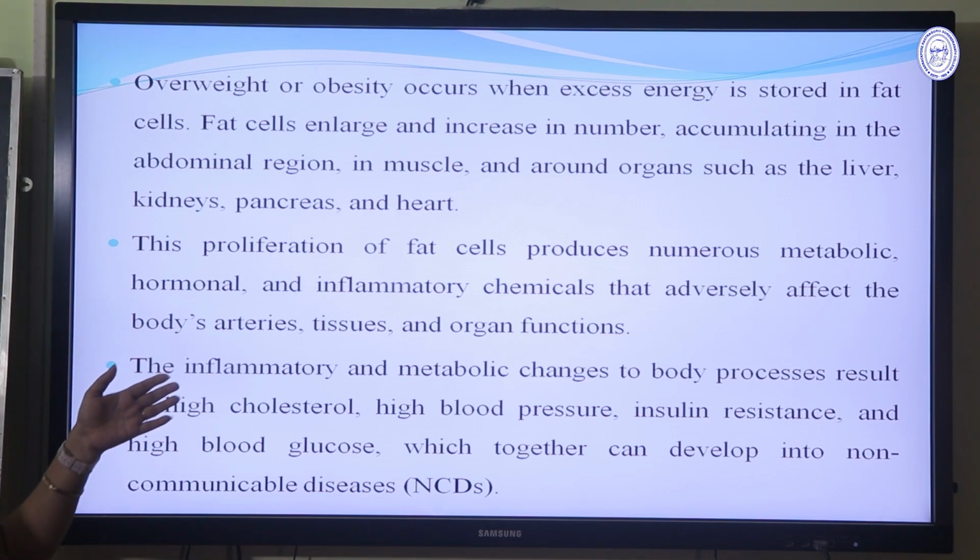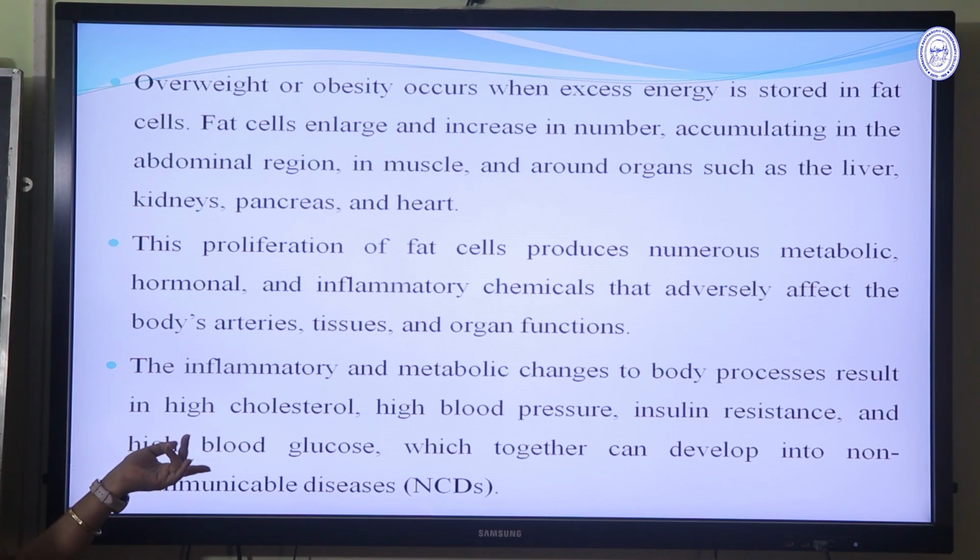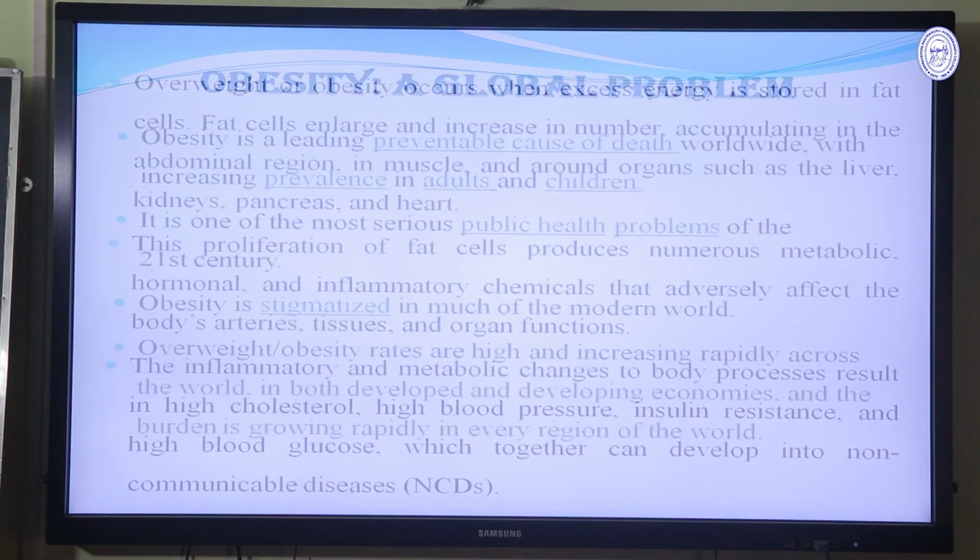This proliferation of fat cells produces numerous metabolic, hormonal and inflammatory chemicals that adversely affect the body's arteries, tissues and organ function and hamper different regulatory functions. The inflammatory and metabolic changes to body processes result in high cholesterol, hyperlipidemia, dyslipidemia, hypertension and elevated blood pressure, insulin resistance, type 2 diabetes and impaired glucose tolerance. So, altogether these complications may give rise to non-communicable diseases.